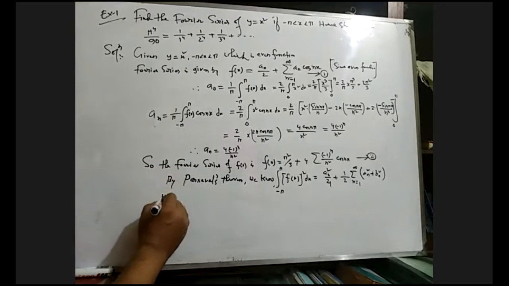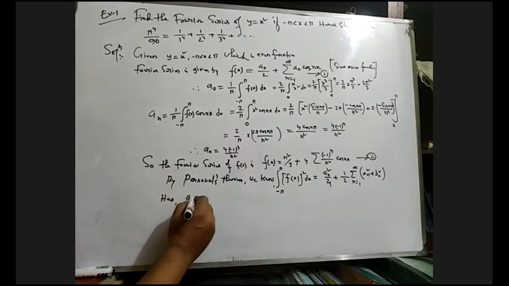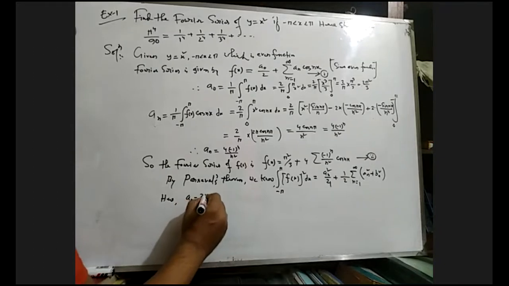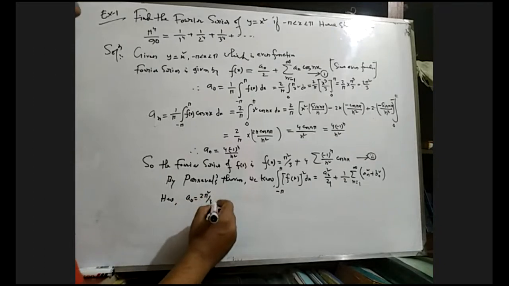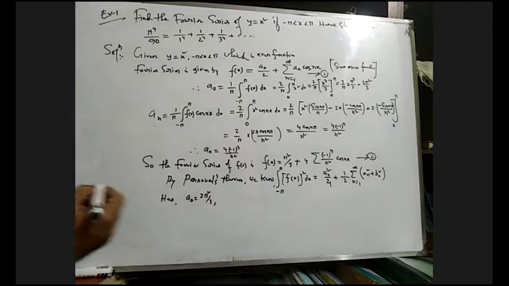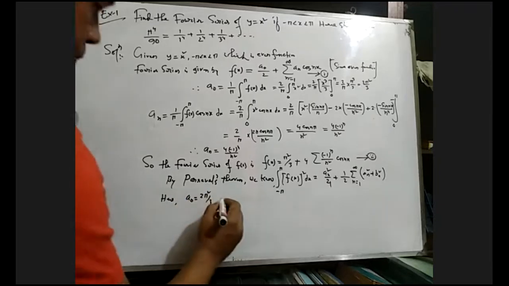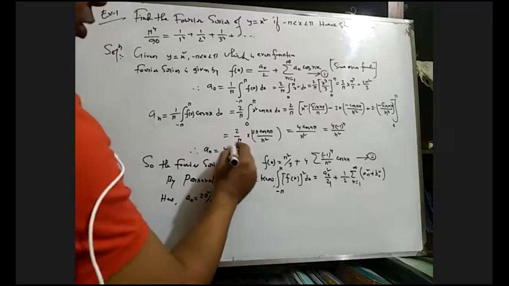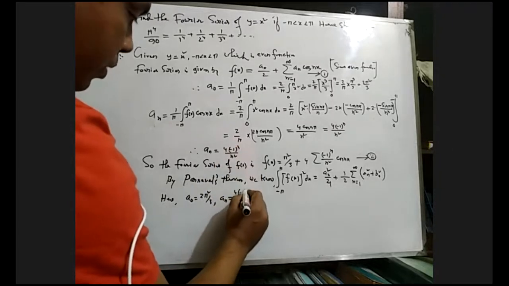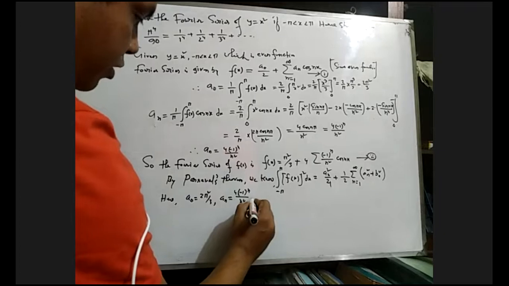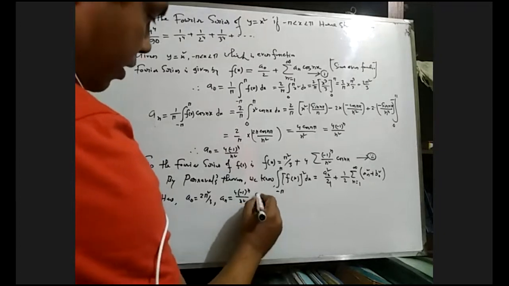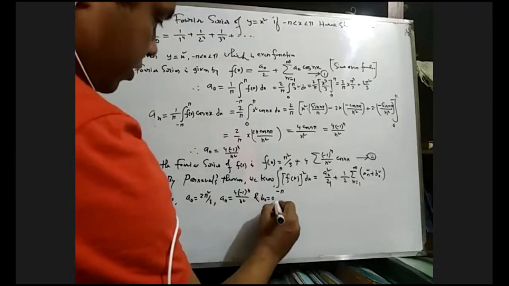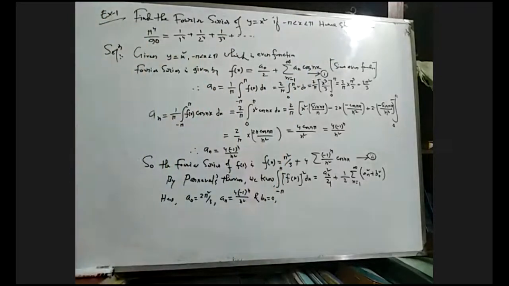So here actually a_0 equals what? 2 pi square by 3, and a_n equals what? 4 into minus 1 to the power n by n square, and b_n equals what? 0, because the given function is an even function. This is why we can write this.